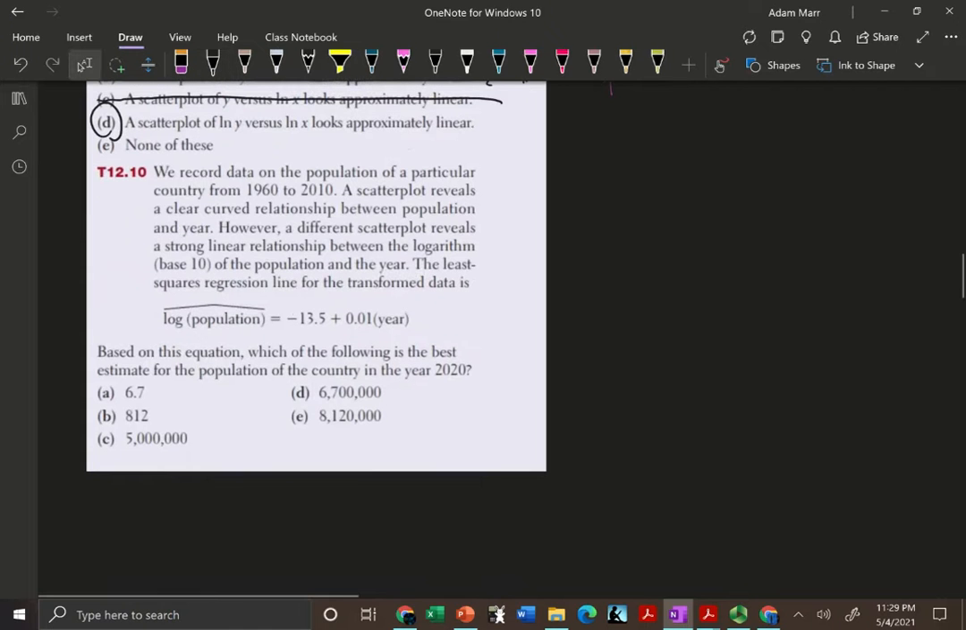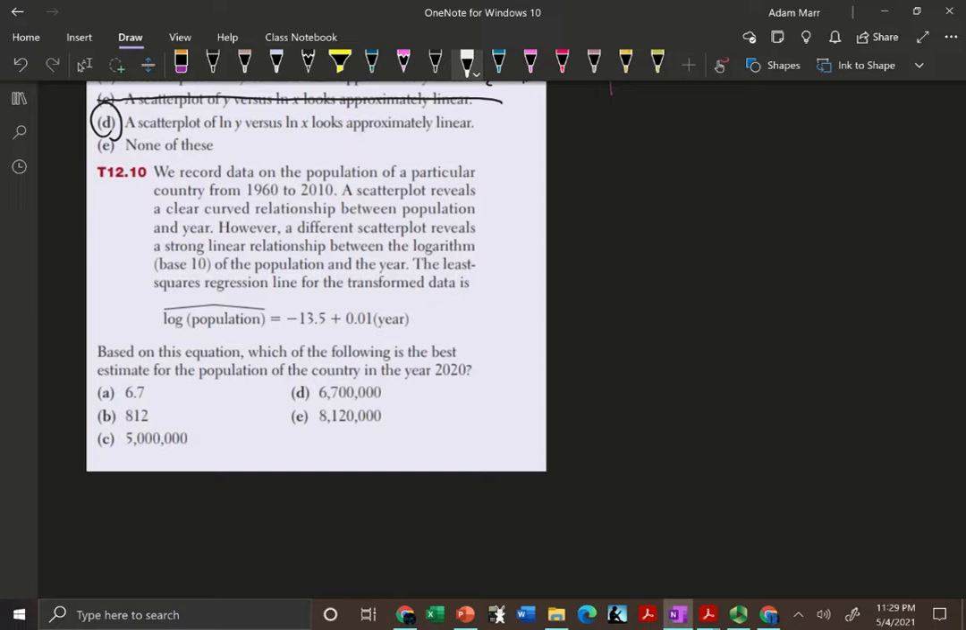10. We record data on the population of a particular country from 1960 to 2010. A scatter plot reveals a clear curved relationship between population and year. However, a different scatter plot reveals a strong linear relationship between the logarithm base 10 of the population and the year. The least squares regression line for the transformed data is below. Based on this equation, which of the following is the best estimate for the population of the country in the year 2020? All right, so they actually made this easy for us.